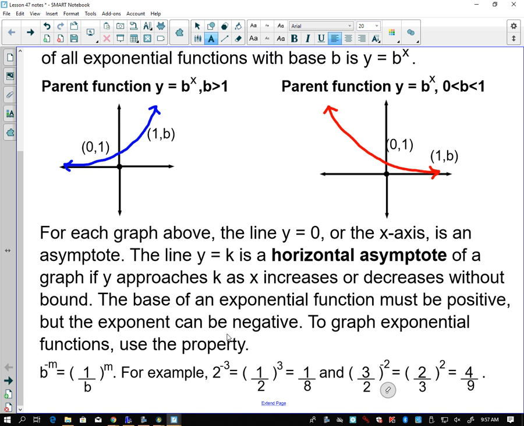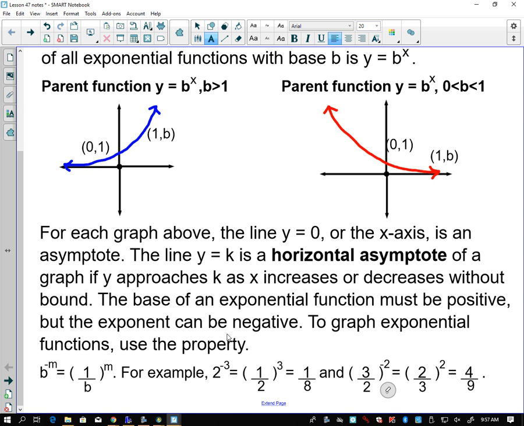The base of an exponential function must be positive, but the exponent can be negative. The base is the b value, and it is not going to be negative. But the exponent can be negative.